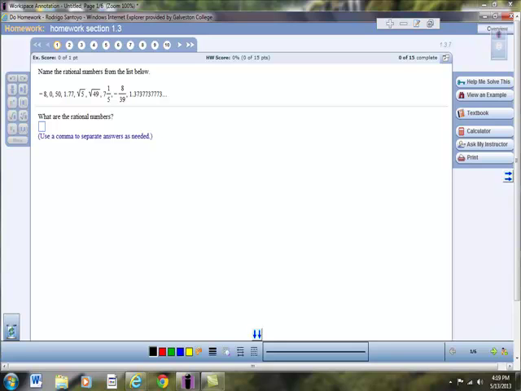Alright, so here on this problem, they want us to name the rational numbers from the list below. A rational number is any number that can be turned into a fraction.